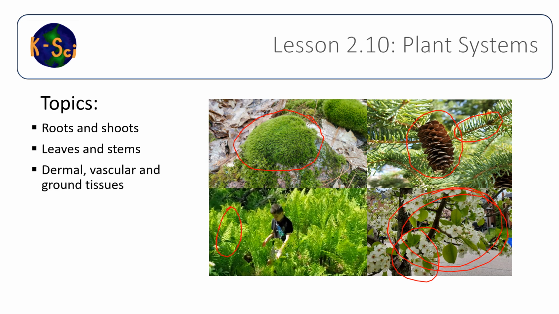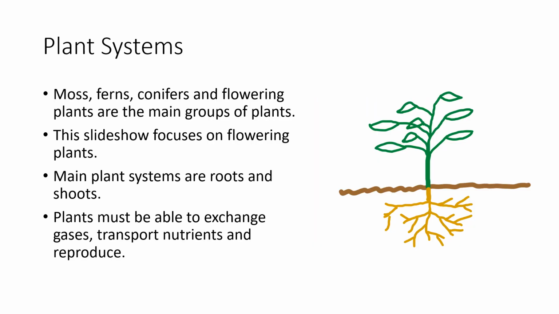All right, let's go. So to start with, we're going to look at two main systems that occur within flowering plants. And that is the system of the roots, which is below ground, and the system of the shoots that is above ground.